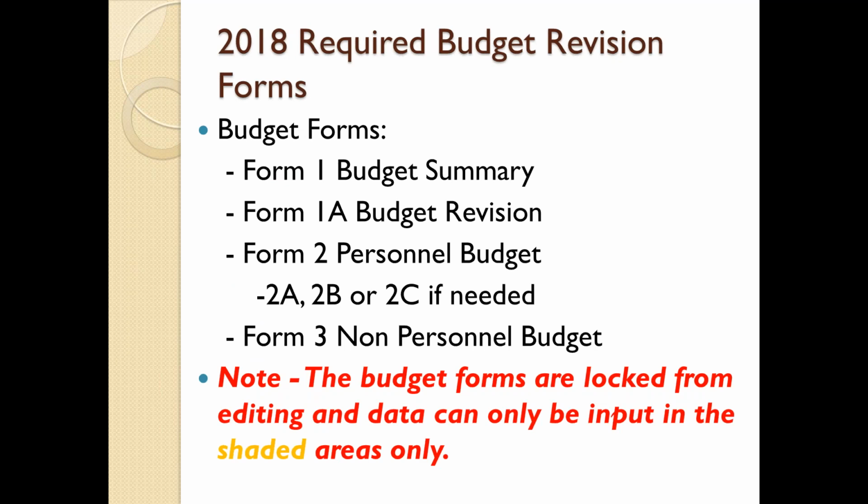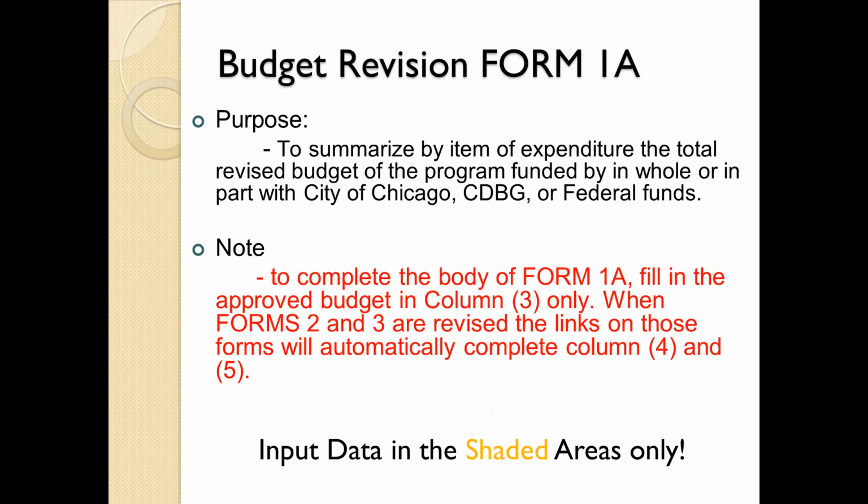All right, and so now we got budget revision. So budget revision is basically the exact same way that you prepare your initial budget, except when you're looking at the forms required now, there's a new form, and it is 1A. So it will be still 1, 2, and 3, but you now have to include 1A. 1A is what revises the budget. Come on, hit it, Victor.